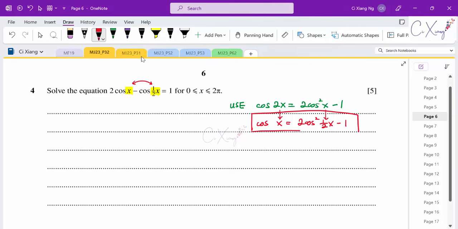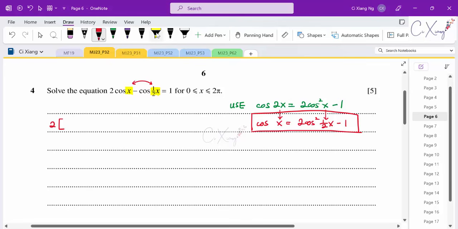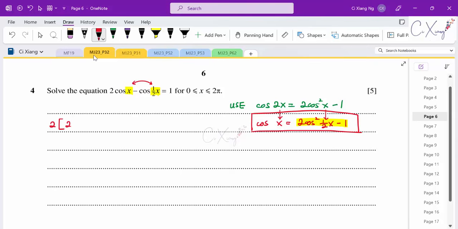After modifying the double angle formula, I want to apply this equation into my solution so that I can continue to rephrase my answer. Alright, so let's start. I have 2 cos x, and I want to use this one: 2 cos square half x minus 1. So I will substitute inside: 2 cos square half x, then minus 1. Then minus cos half x equals 1. Then simplify it further.